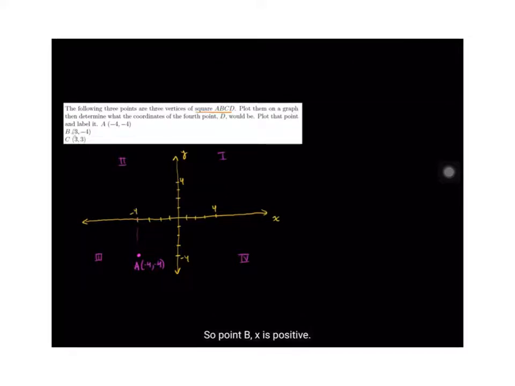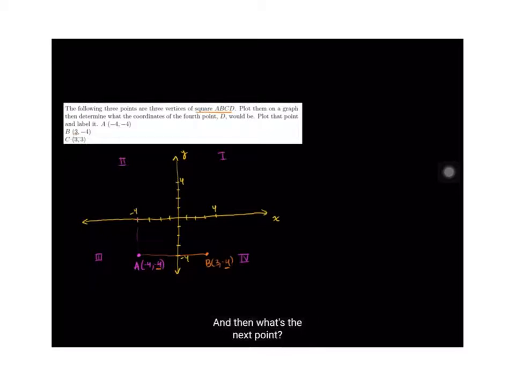So point B, x is positive. It's 1, 2, 3. And y is negative 4. So we drop down here into the fourth quadrant. That is the point B. It's 3, negative 4. So we can already see the bottom of our rectangle that they're talking about right there. And notice, both of these have the exact same y. They're both at the same level below the x-axis.